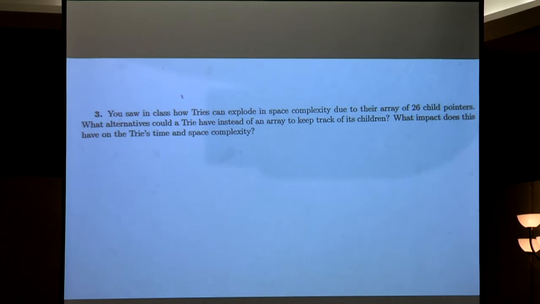Or what if you're not inserting Zumlansky? What if you're just inserting a bunch of Z's? That's your string. So you have to go through the entire linked list for every single node to get to the Z. Does that answer your question?